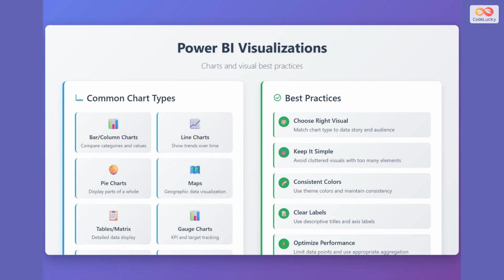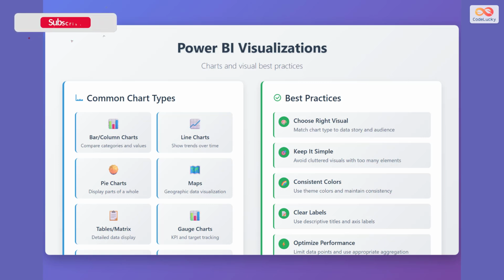Power BI offers diverse visualization options for different analytical needs. Bar and column charts effectively compare categories and values across different groups. Line charts excel at showing trends and changes over time periods. Pie charts display parts of a whole, though they work best with limited categories.